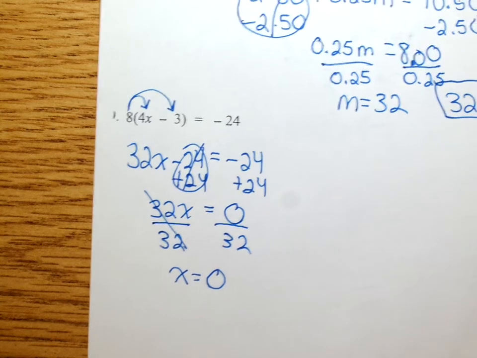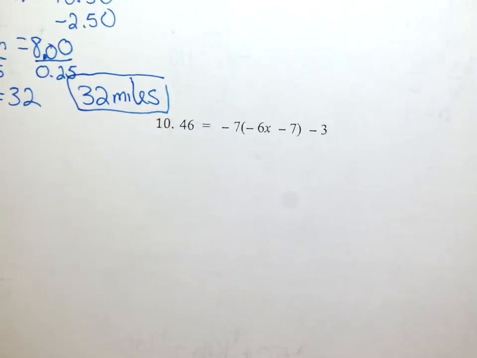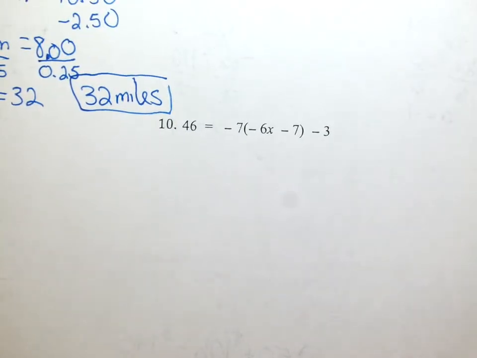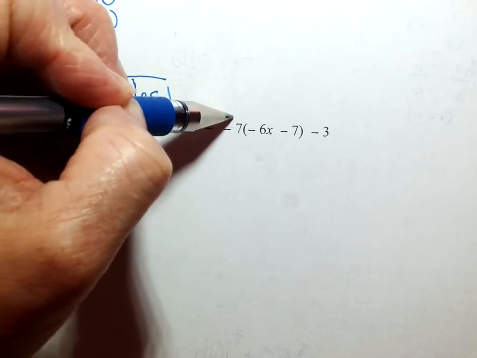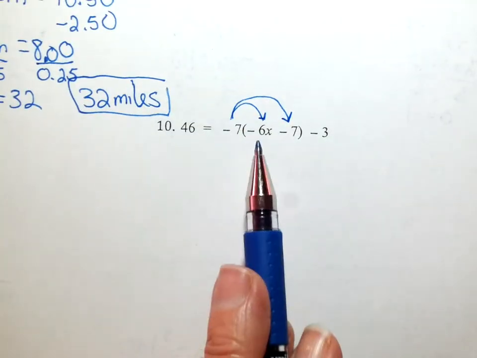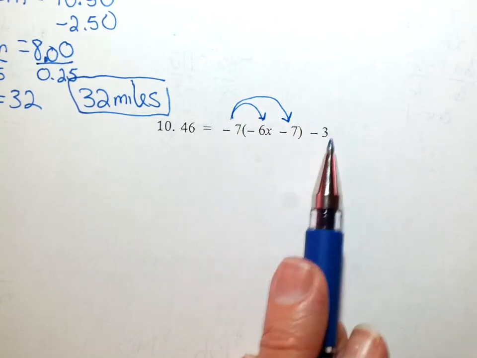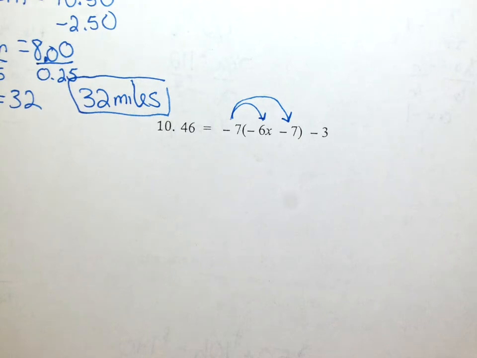Now, go ahead and work on the last problem. Problem number 10. It looks funky funk. Here's your hint. Make sure you pay attention as you distribute to those negative signs. Do not distribute to that negative 3. It's not in the parentheses. Pause the video, work it out. When you're finished, turn it back on to check your answer.